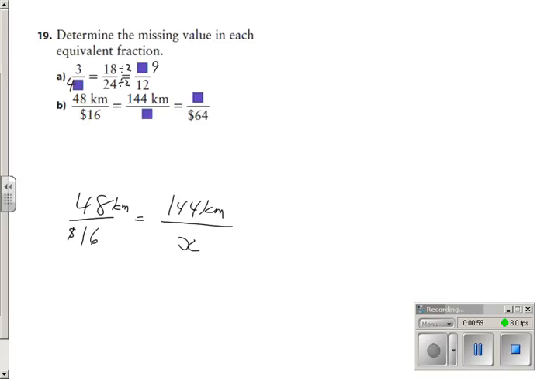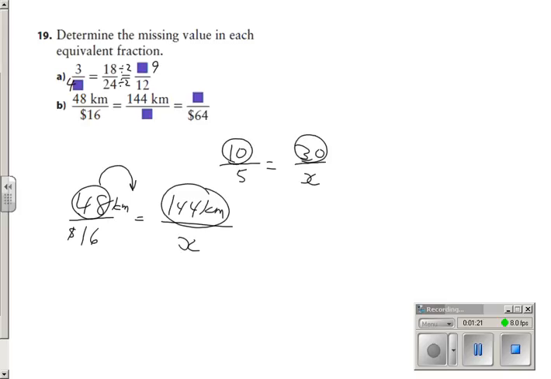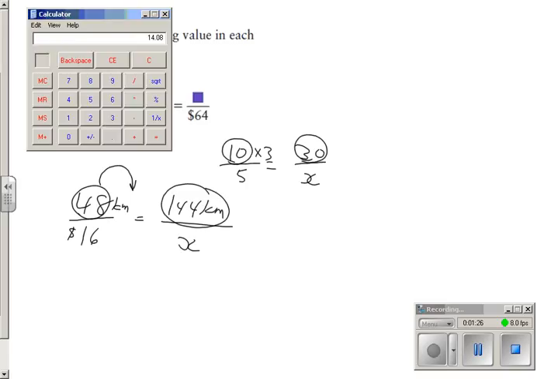Don't know. So again, we can use the same logic here. I don't know what I'm multiplying it by, but 144 divided by 48 will tell me what number goes here. Just like if it was a simpler question like 10 over 5 equals 30 over I don't know. If I didn't know what this number was, I could take this number divided by this number and find out that it's times 3. So 144 divided by 48 equals 3.